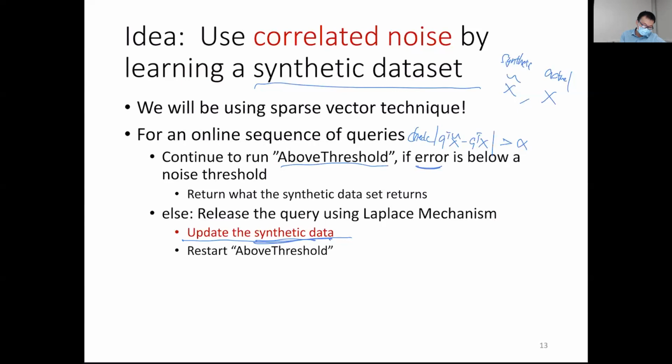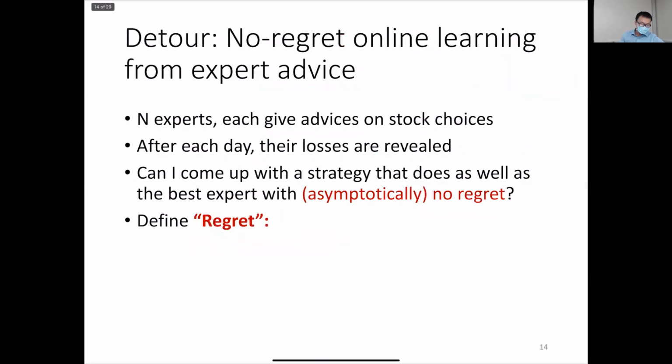Okay, so that's a high level idea. So whenever we release a query, then above threshold algorithm stops, and then we'll restart it by say re-randomizing the threshold and so on. So we have a more precise pseudocode momentarily. But before that, I need to introduce a black box that we're going to be using to make the previous idea happen, right?